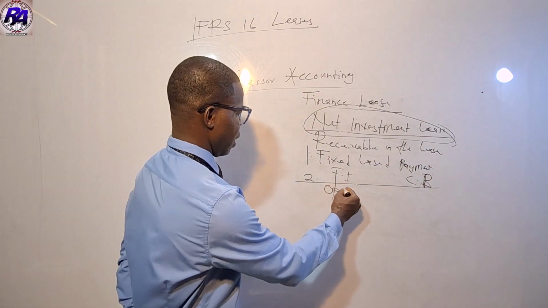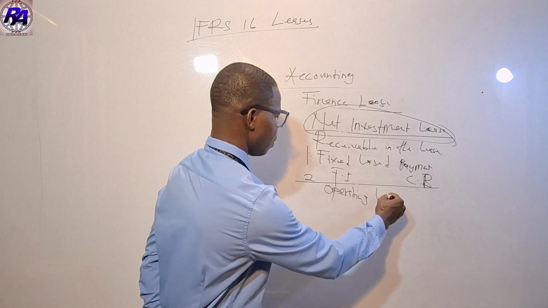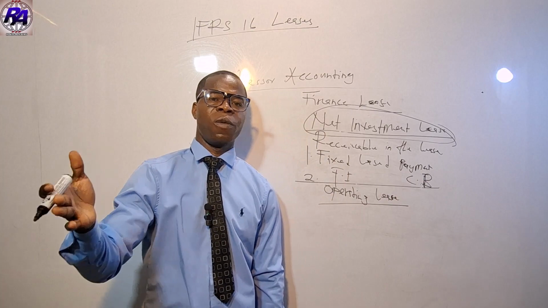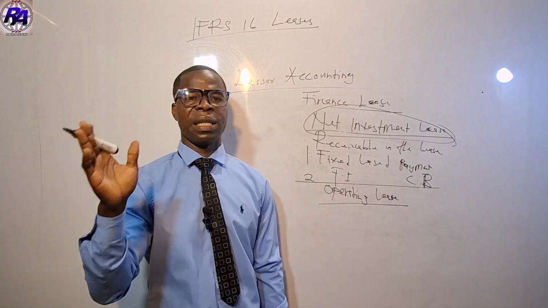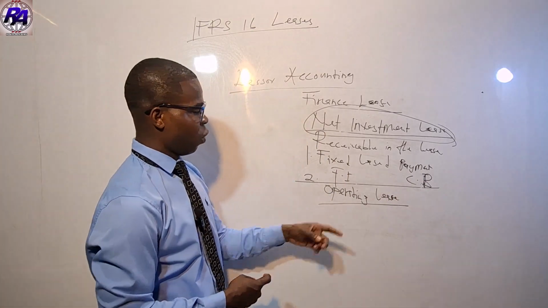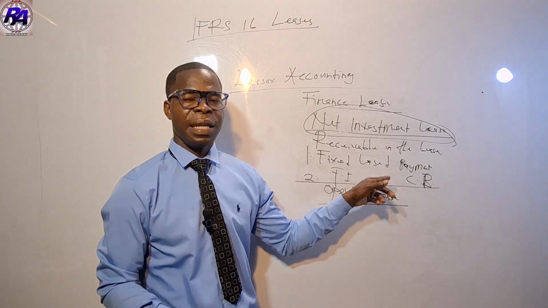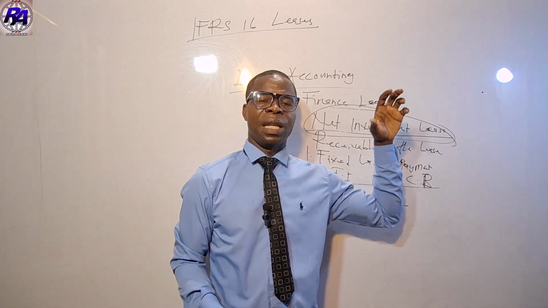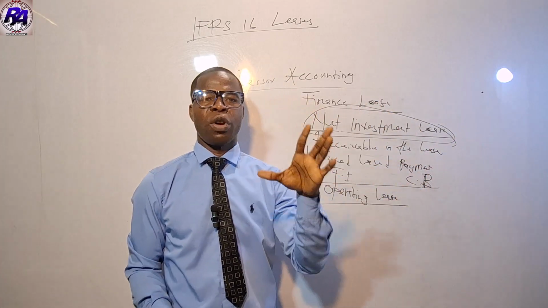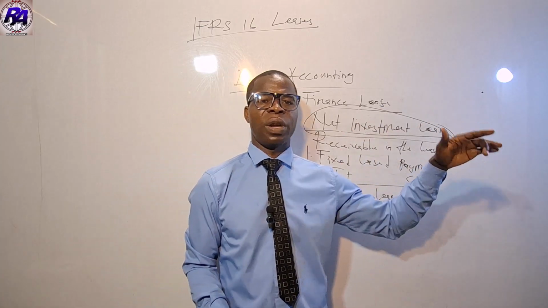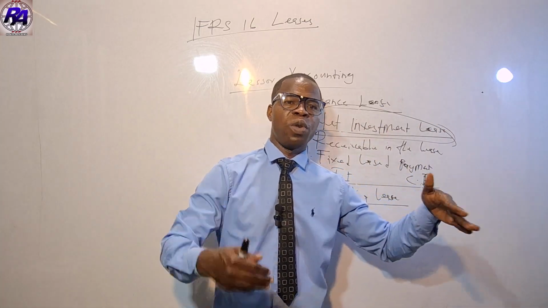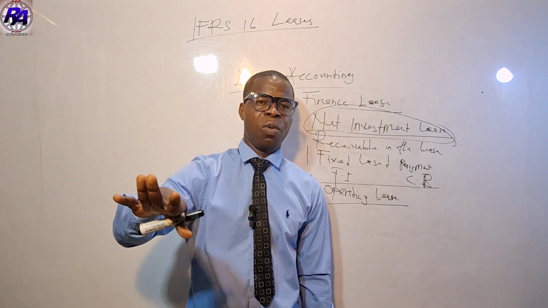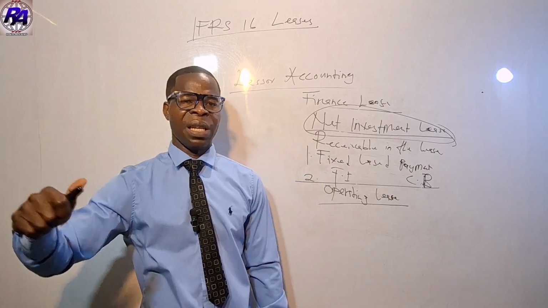Then operating lease. The standard says that under the operating lease, we are going to take full questions under lessor accounting and then sale and lease back. Under operating lease, the lease payments are treated on a straight line basis based on the lease term, or we use another systematic basis if that systematic basis will provide more reliable and relevant information than the straight line basis.